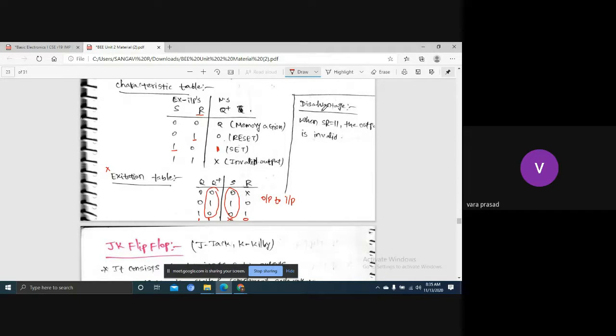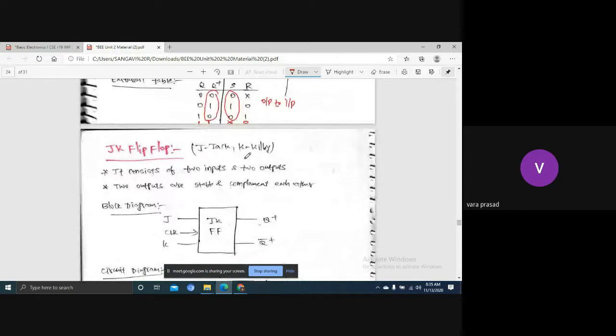The disadvantage is that when SR is 1 1, the output is invalid. This is a disadvantage. That's why we're moving to the JK flip-flop. J means Jack, K means Kilby. This is a scientist's name. Jack Kilby found out this flip-flop, so by honoring his name, the flip-flop is named JK flip-flop.